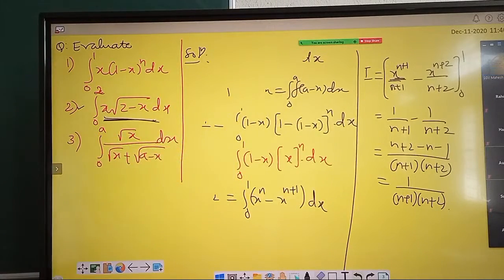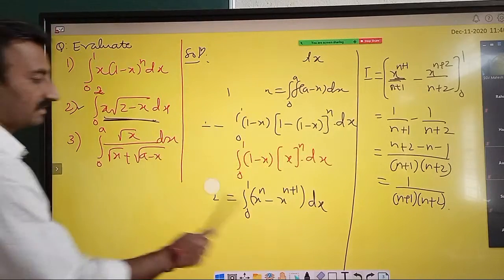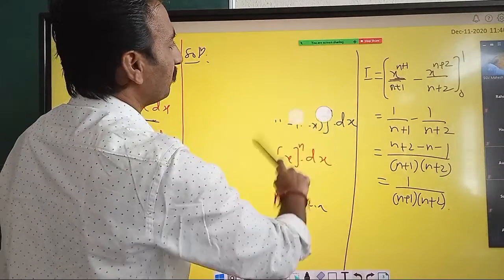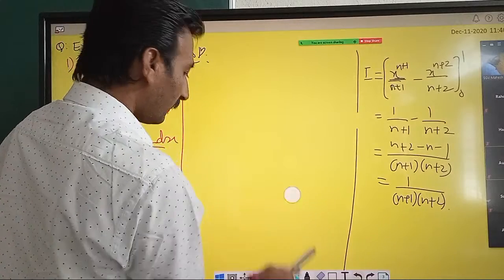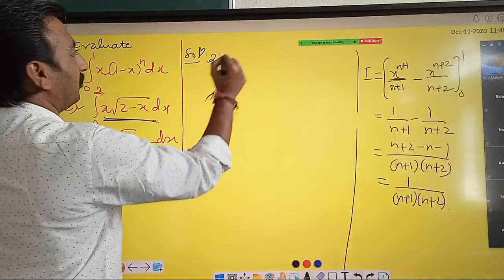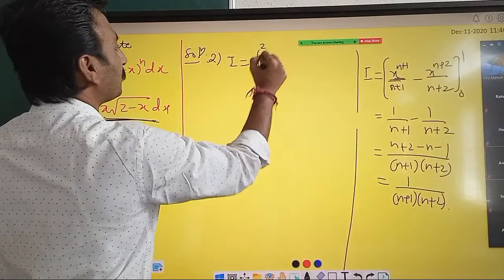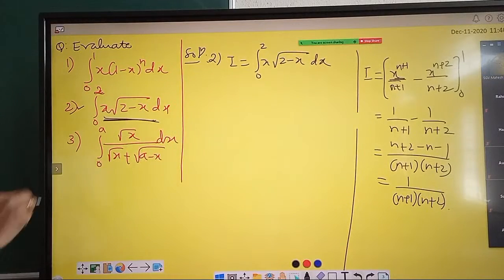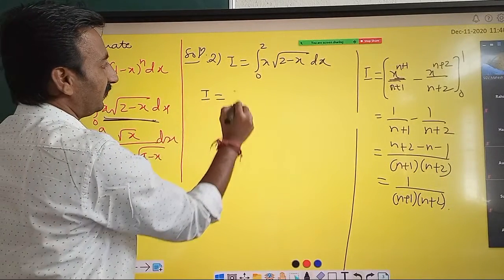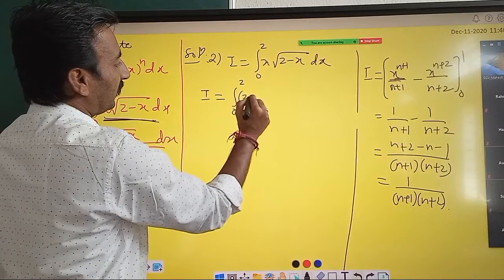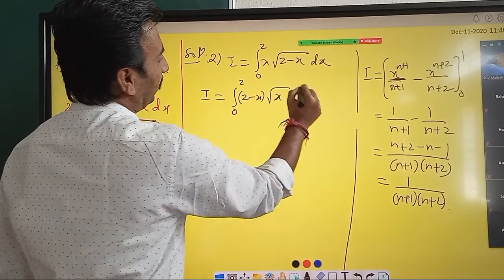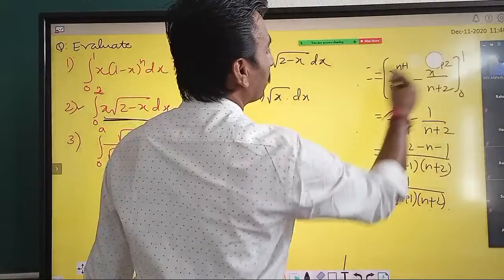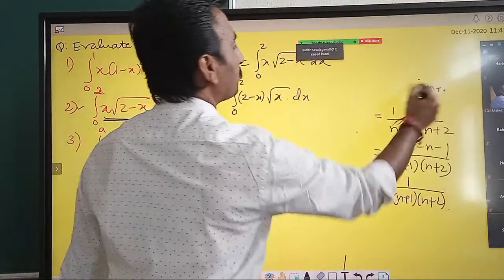The second problem is integral from 0 to 2 of x into root of 2 minus x. Exactly the same property you apply for this also, and the problem is very simple here. So now what we can do here is simply: second problem, y equal to integration from 0 to 2 of x into square root of 2 minus x dx. What I can do here, see this, simply I write it as integration from 0 to 2 of 2 minus x times root of x dx. Here I write using the property, correct?